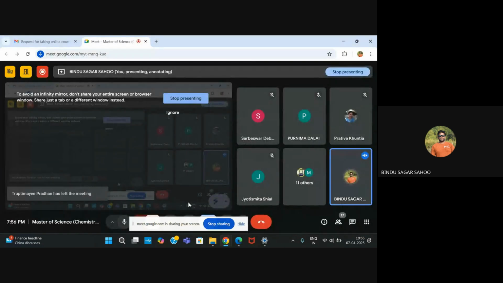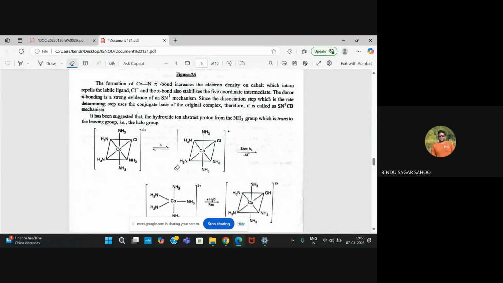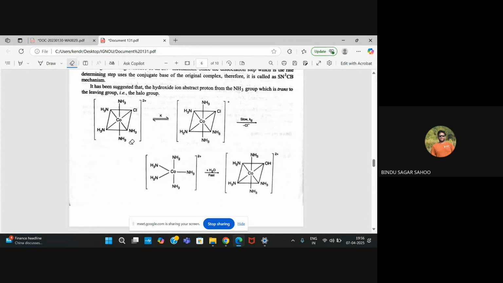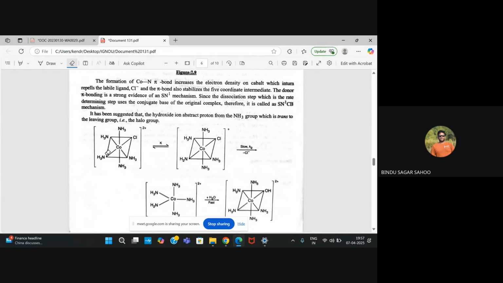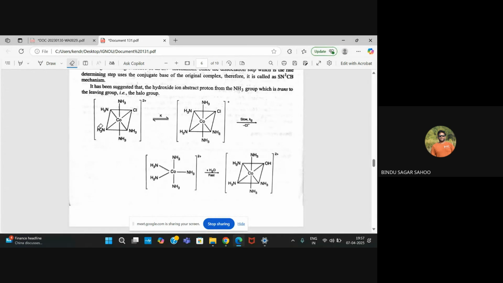Okay, here we will discuss a few more examples. You can see here, this is one complex. We are taking one hexacoordinated complex. In the first step, the equilibrium step, there will be abstraction of a proton. An OH minus ion will abstract one H plus ion from this position. Now this complex is the NH2 complex.